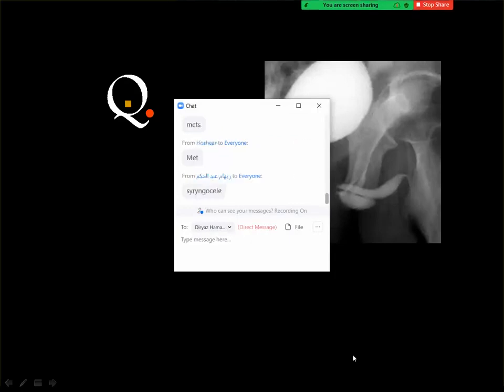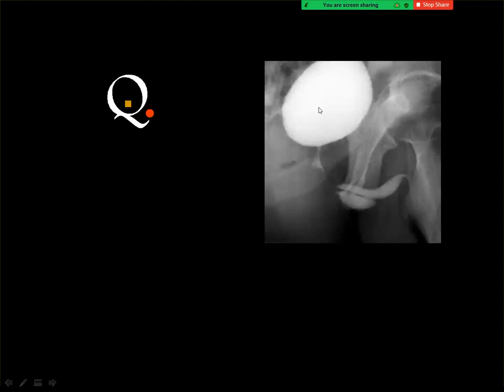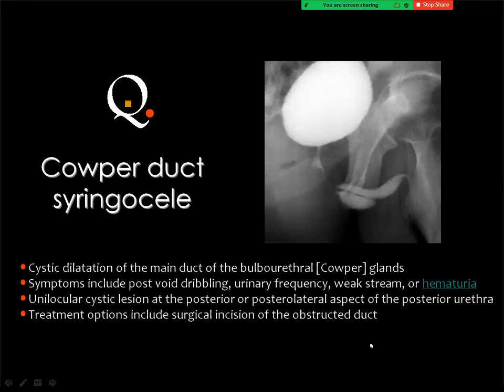Yes, there are right answers about this, and this case is a syringocele. This is a good answer. This is a urethral syringocele or Cowper duct syringocele, which is a cystic dilatation of the main duct of the bulbourethral glands, and this may result in post-voiding dribbling, frequency, weak stream, or even hematuria. The cyst is usually unilocular and is located along the posterior or posterolateral aspect of the urethra, and the treatment includes surgical excision of the obstructed duct.